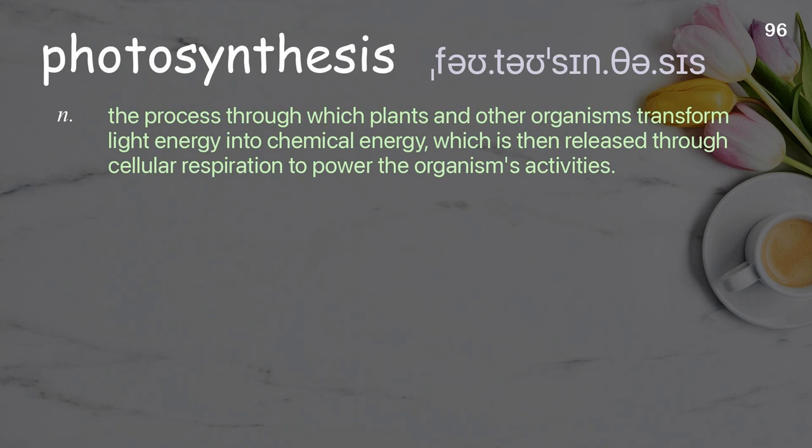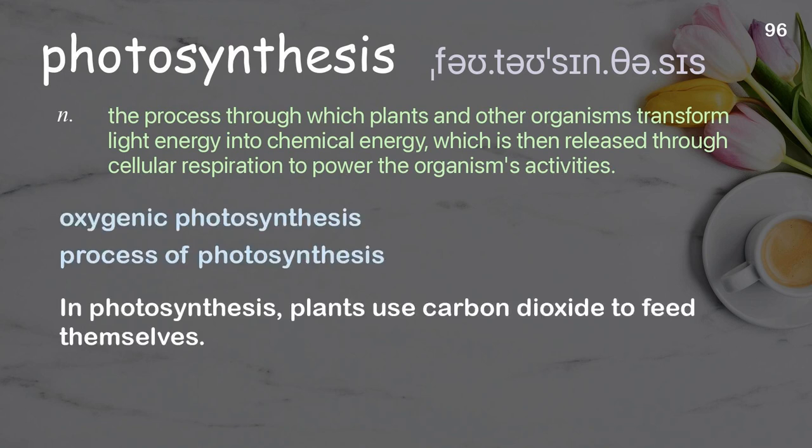Photosynthesis. The process through which plants and other organisms transform light energy into chemical energy, which is then released through cellular respiration to power the organism's activities. Examples: oxygenic photosynthesis, process of photosynthesis. In photosynthesis, plants use carbon dioxide to feed themselves.